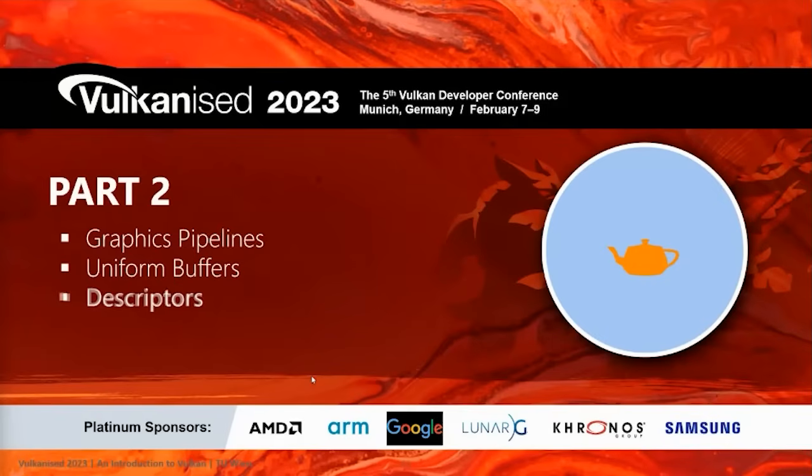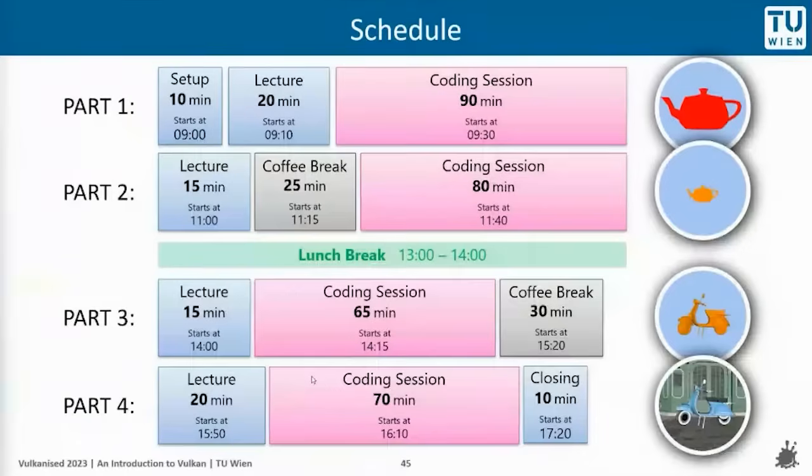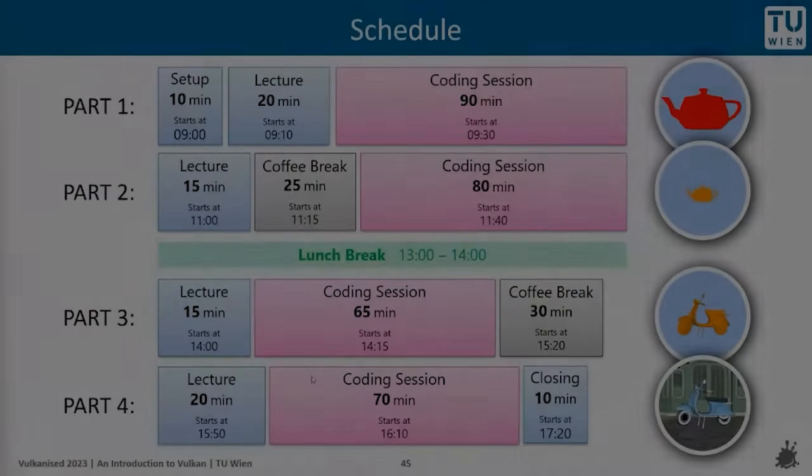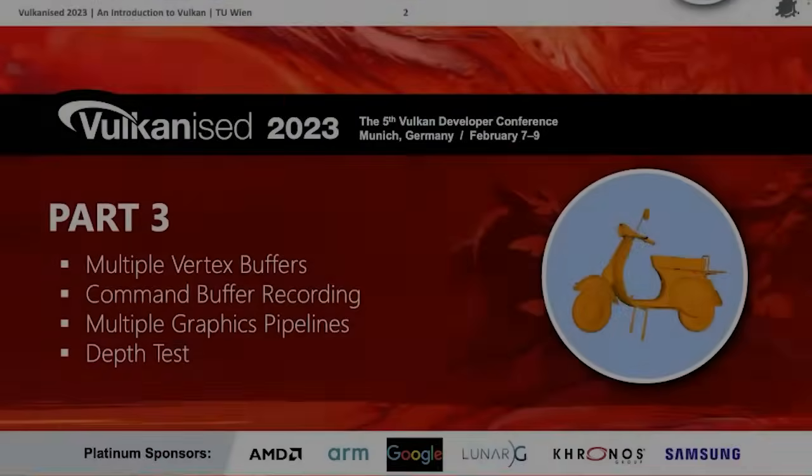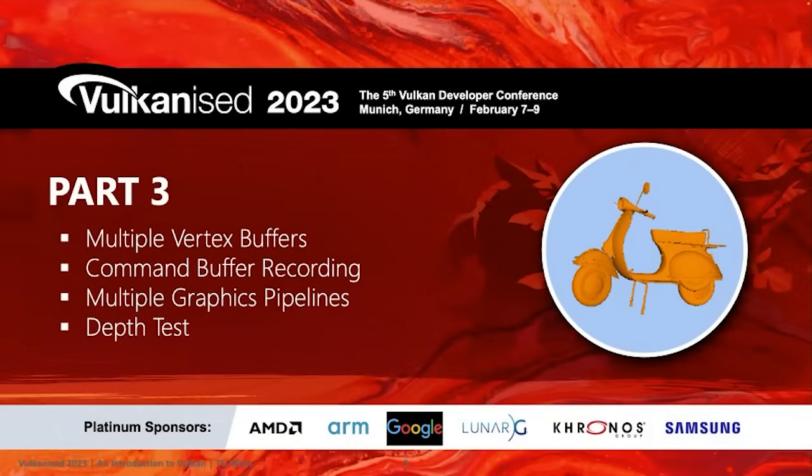We now go into the coffee break, and afterwards, let's jump right into the coding session of part 2. So in part 2, we already used some vertex buffers to draw our geometry. And in part 3, we will use multiple of these vertex buffers.